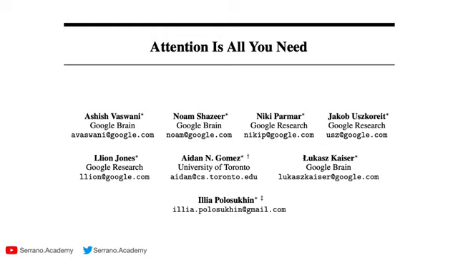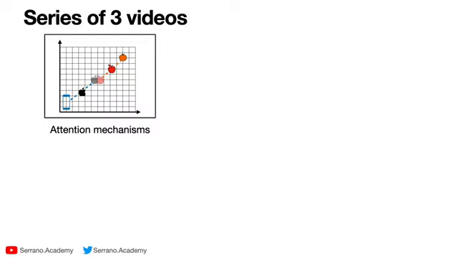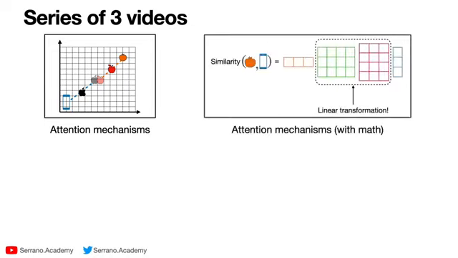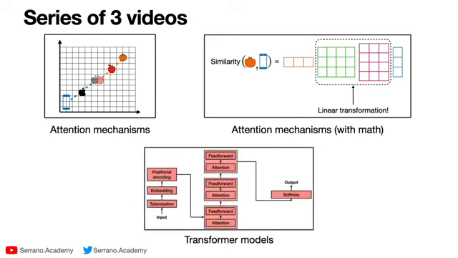Attention was introduced in this paper called Attention is All You Need. This paper also introduced transformers, which were a huge step in large language models. So this is going to be the first of a series of 3 videos. This one is on attention mechanisms in a high-level pictorial way, and the next one is attention mechanism with math. In that one we're actually going to be looking at a numerical example and going through all the formulas. And the third video is going to put all these together into a transformer models video. So there you're going to learn the entire architecture of a transformer model.